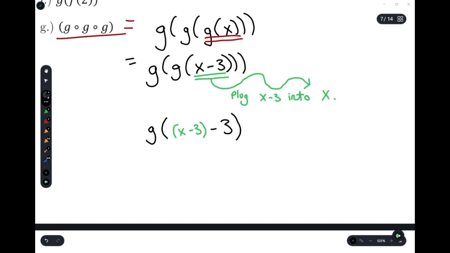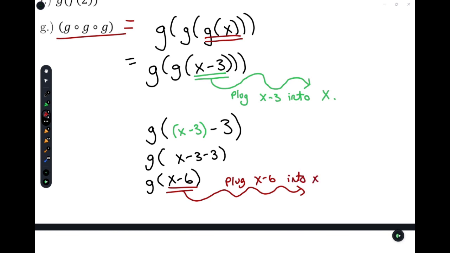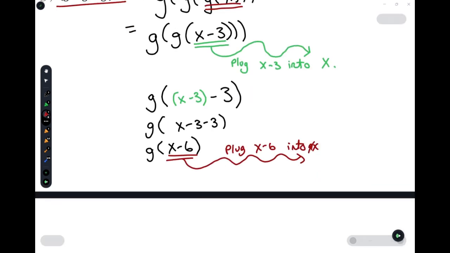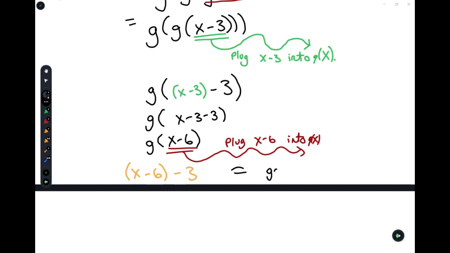Before we do another g, let's combine like terms. So we've got g of x minus 3, which is just g of x minus 6. Now we are going to repeat. We'll plug x minus 6 into x. I should have said g of x, same thing up here. So now we've got x minus 6 minus 3. And so in the long run, triple g is actually just x minus 9.